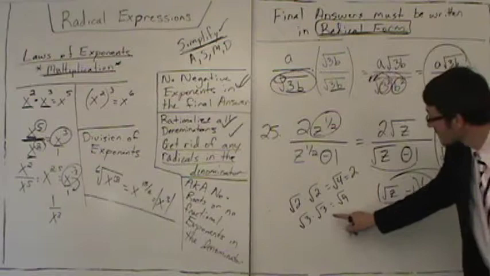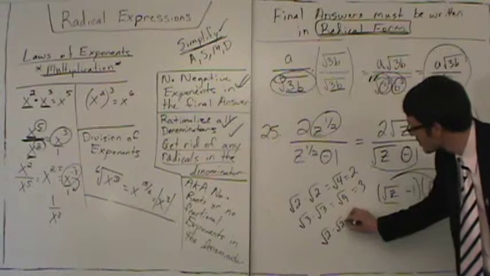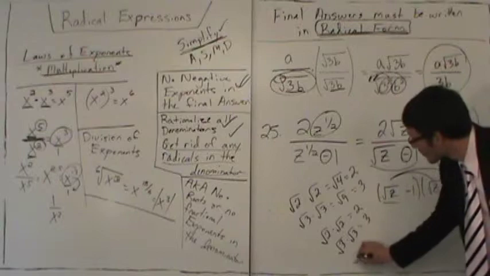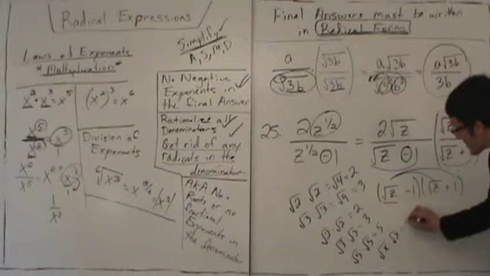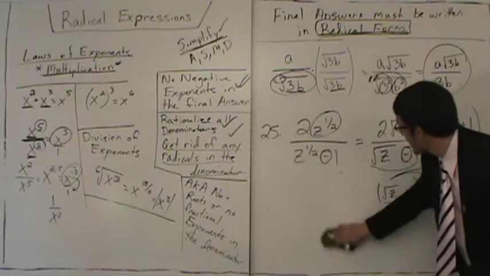So what are we going to say? We're going to say that root 2 times root 2, the roots cancel out, giving just 2. The root of 3 times the root of 3 is just 3. The root of 5 times the root of 5 is just 5. And the root of x times the root of x is just x. They cancel out. So if we're looking at root of z multiplied by root of z, this is just z.